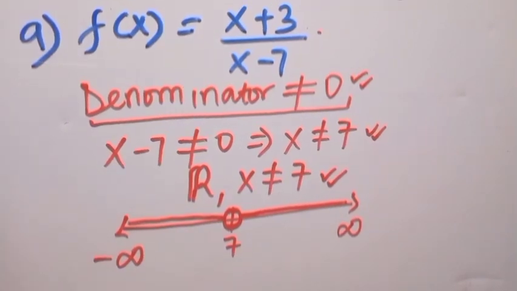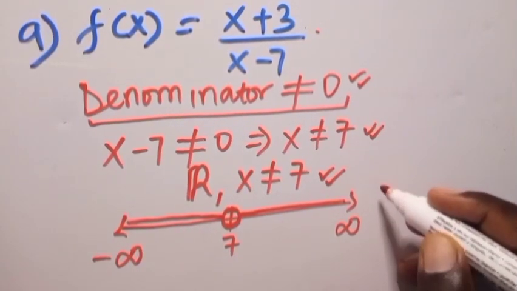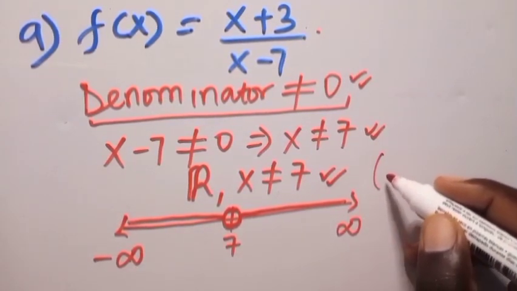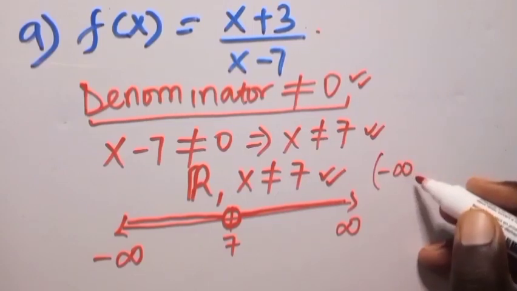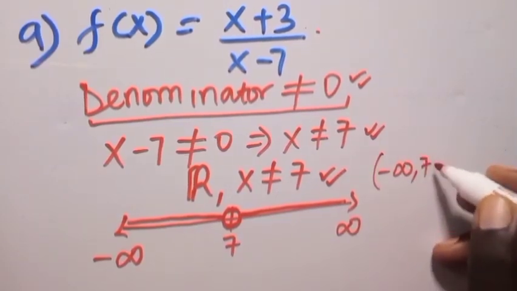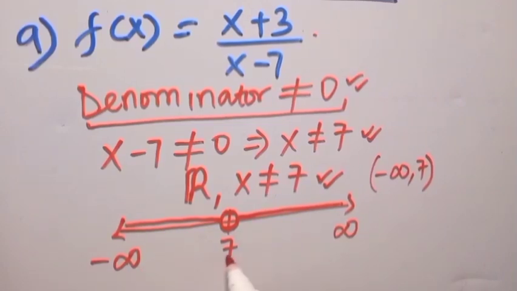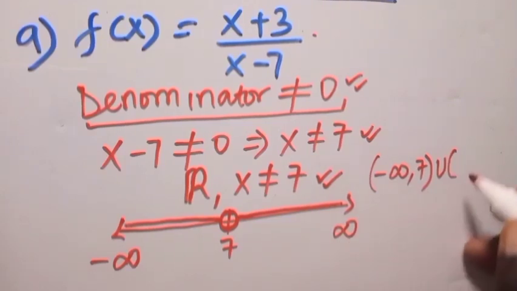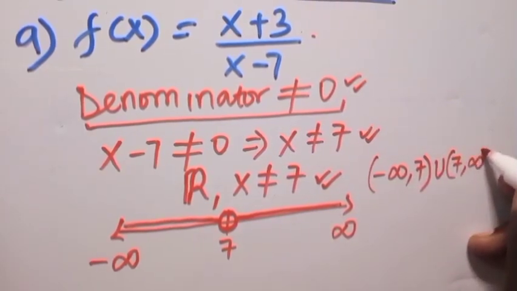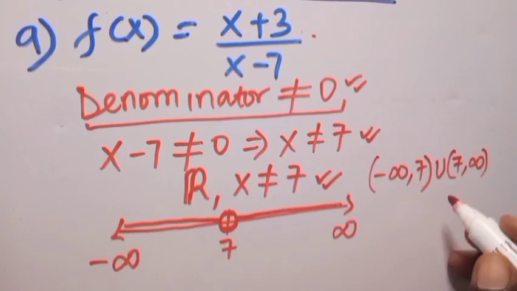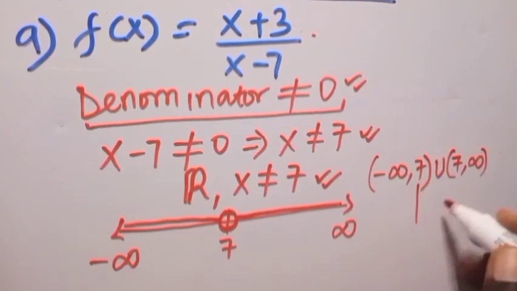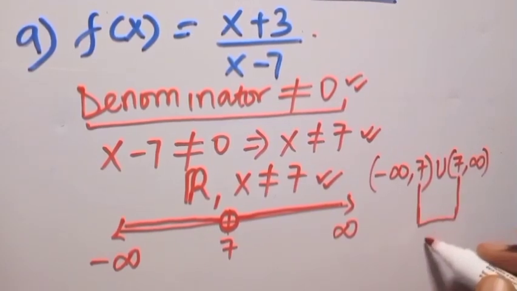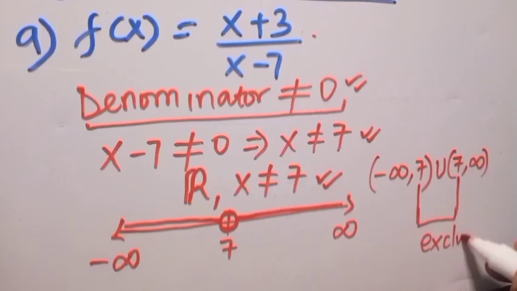In interval notation, we can write it as negative infinity, comma 7, close the parenthesis, union 7, comma positive infinity, then we close the parenthesis. The parentheses show that 7 is excluded.